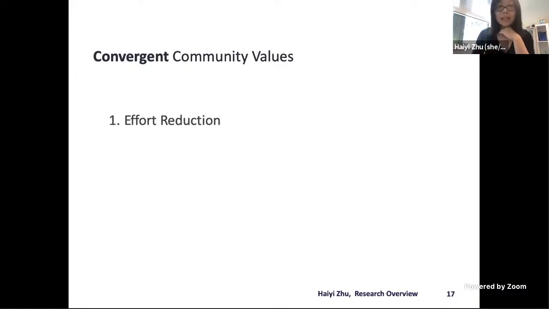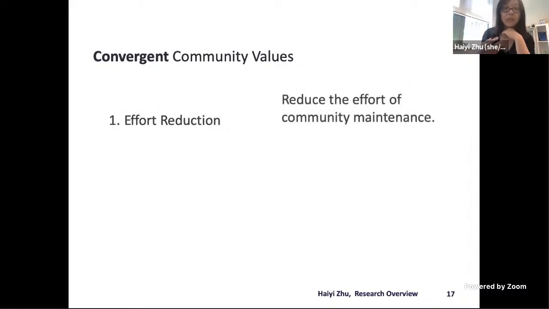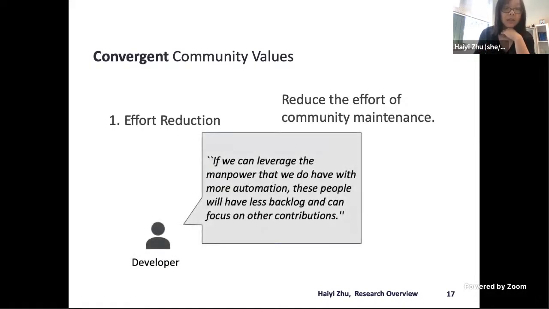Our participants told us repeatedly that it is important for these machine learning based systems, especially these quality predictive systems, to help reduce the effort of community maintainers. For example, one of the interviewees told us that if we can leverage the manpower that we do have with more automation, these people will have less backlog and can focus on other contributions.